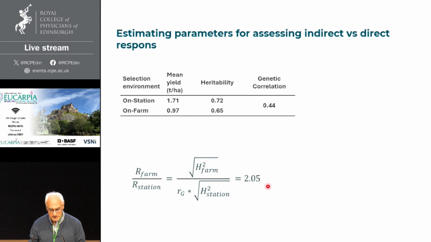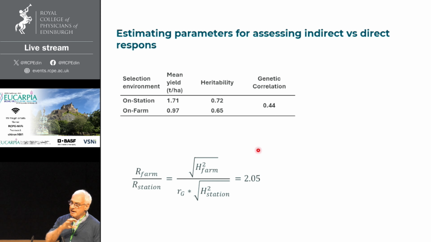Plugging those estimates into the classical model, we would expect gains from direct selection on farm to be about twice what they are from selection on the research station. Of course, this is preliminary results, a single year of testing. We're repeating these experiments over several years, but these will be important parameters for us to have a better understanding of.